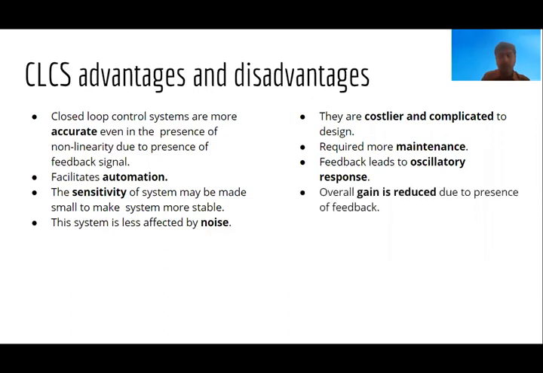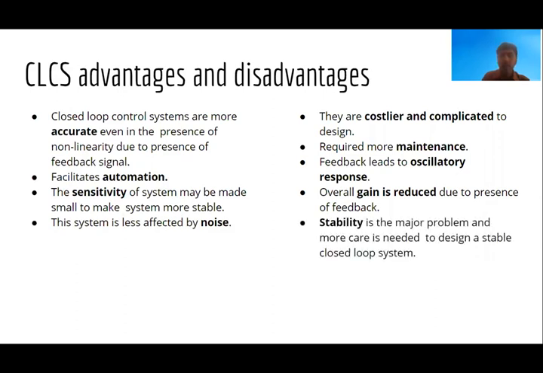Then overall gain is reduced due to the presence of feedback. Because of the feedback gain, the overall gain is reduced if the feedback is negative. Stability is a major problem, and more care is needed to design a stable closed loop system. Since the external disturbance is present at the output, it is less stable. So to improve the stability of the system, we have to carefully design the controller to provide a more stable output.